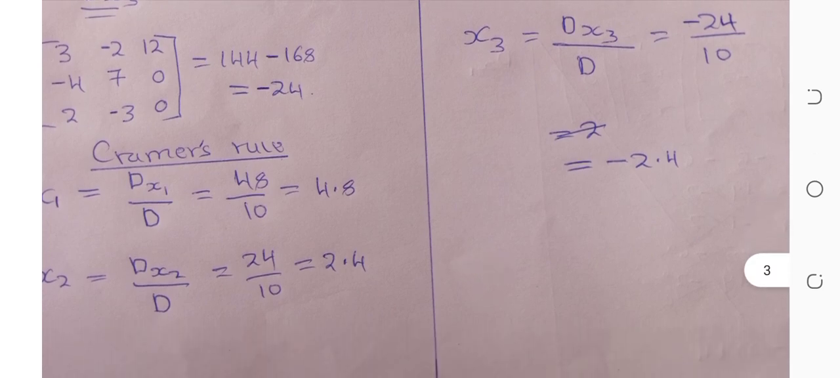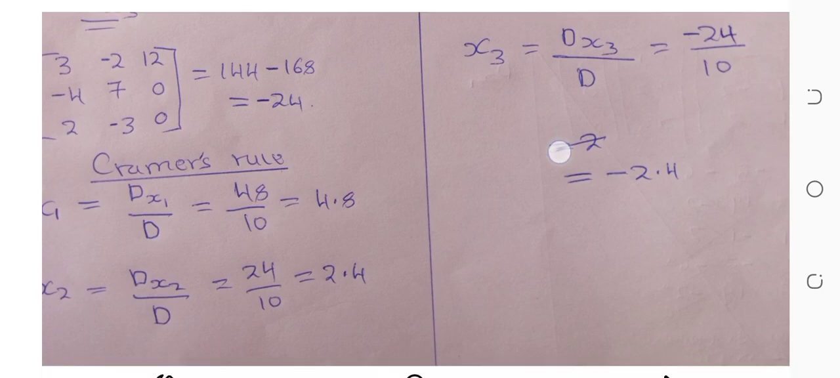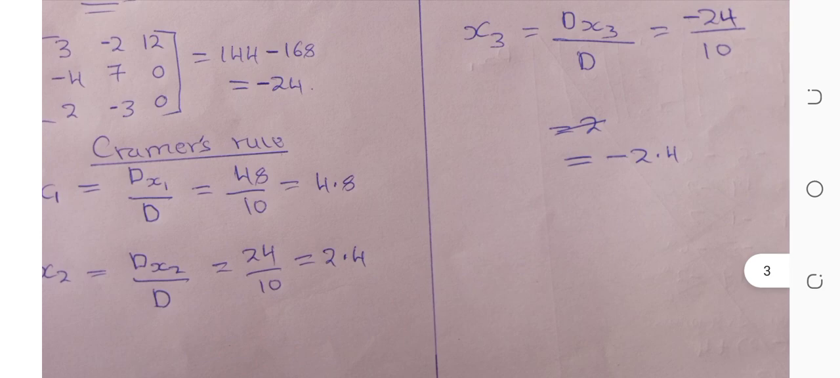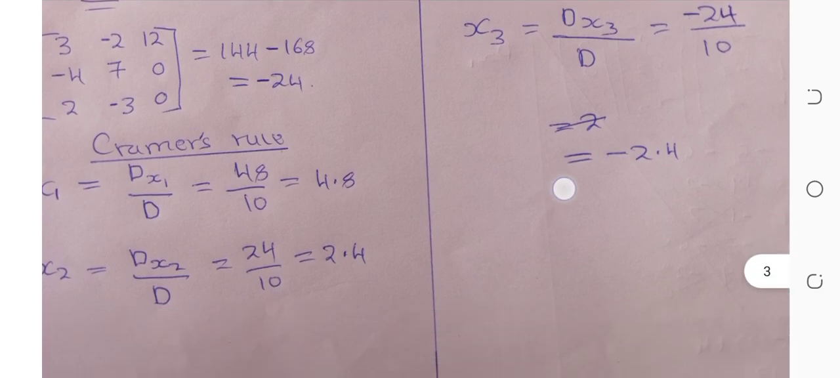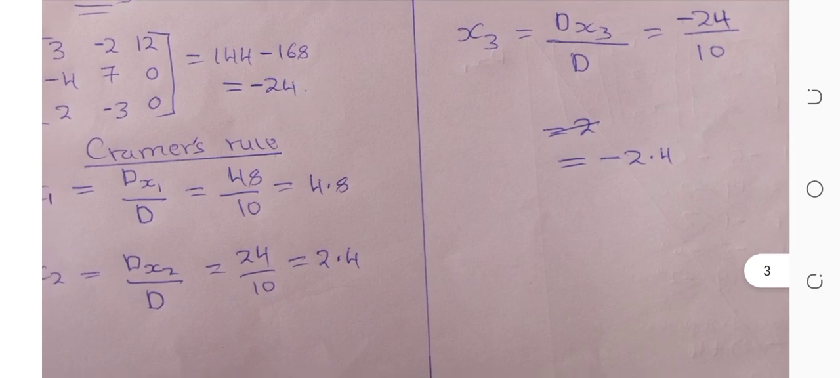By Cramer's rule, to find x1 we take dx1 divided by d, which equals 48, as we found it, divided by 10, as we found 10 as our d, which equals 4.8. Our x2 will be dx2, which was 24, divided by d, which was our 10, giving 2.4. And x3 is equal to dx3 divided by d, which was -24, divided by 10, which was our d, giving -2.4. So that's how we found our values in the nodal analysis.